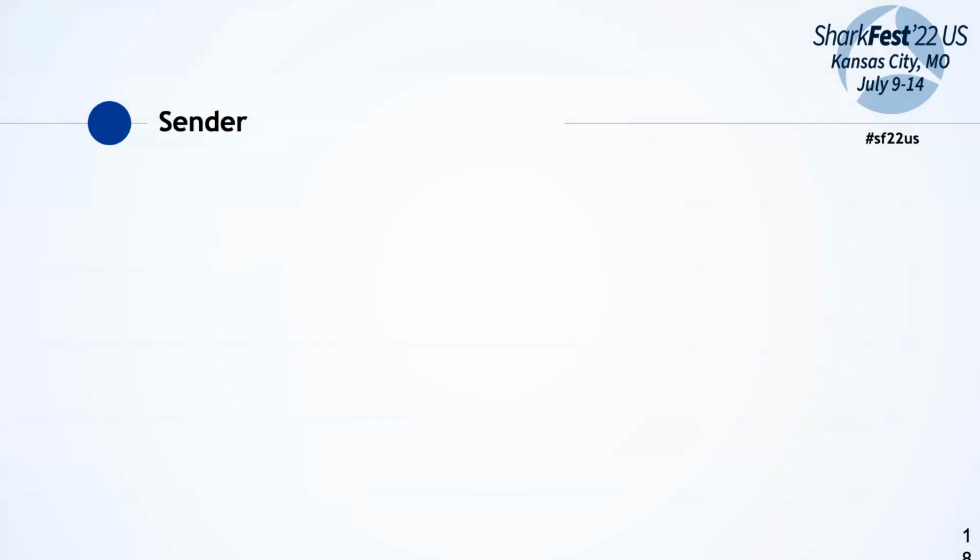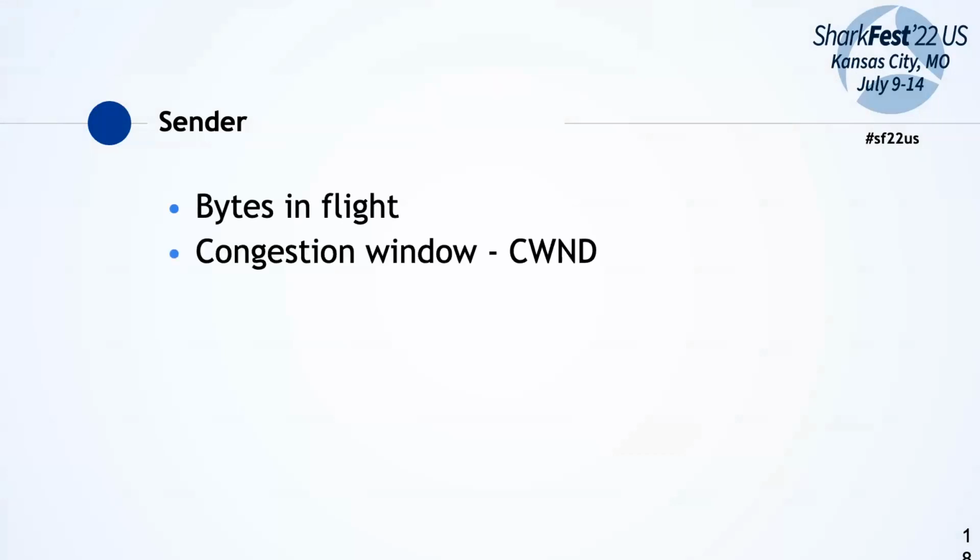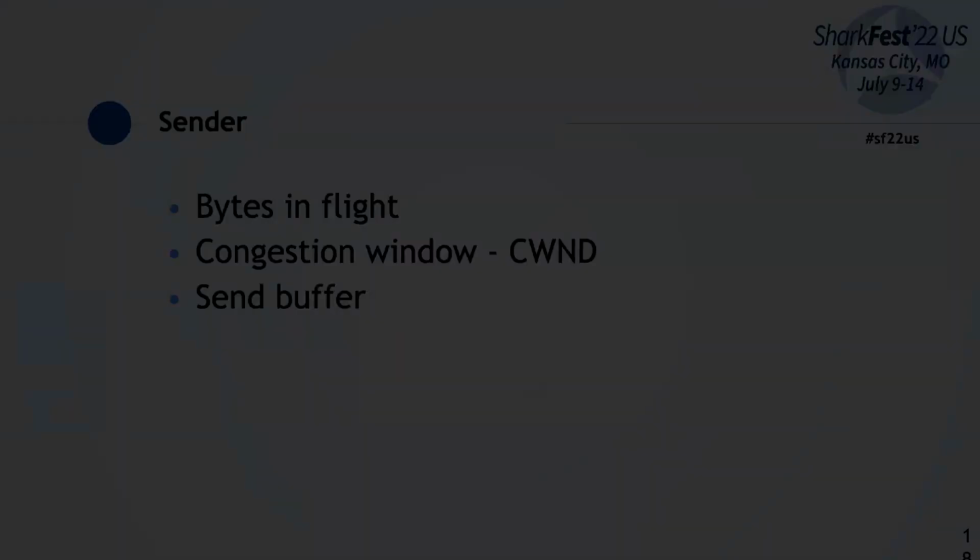Well, that's what we're going to talk about on the sender side. It gets a little more interesting on the sender side. So first, let's talk about a concept that I've already mentioned, but we'll go a little bit more into it, and that's bytes in flight. We're going to talk about congestion window, where it gets really fun. I'll talk about send buffer, which is, on the sending side, like a receive buffer. And I think that's it.